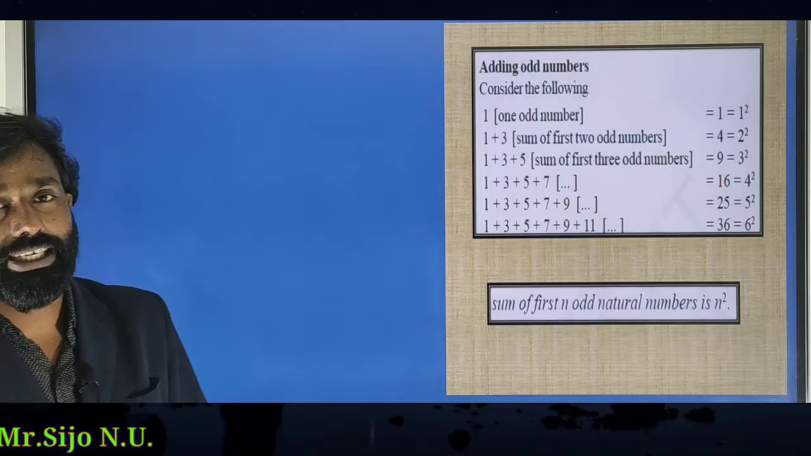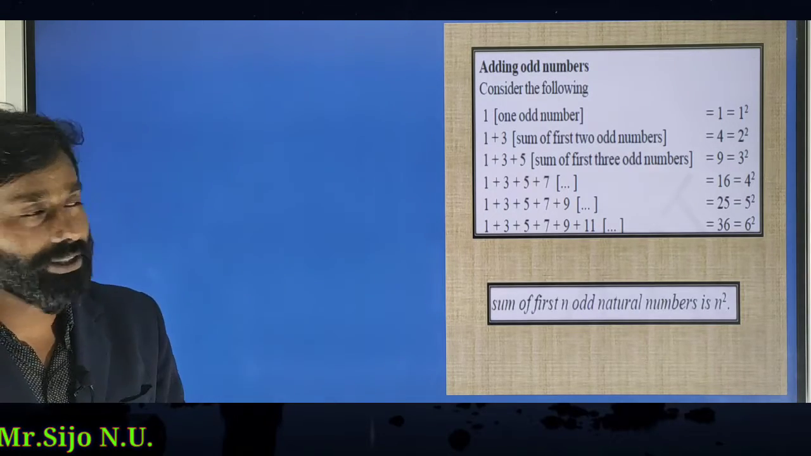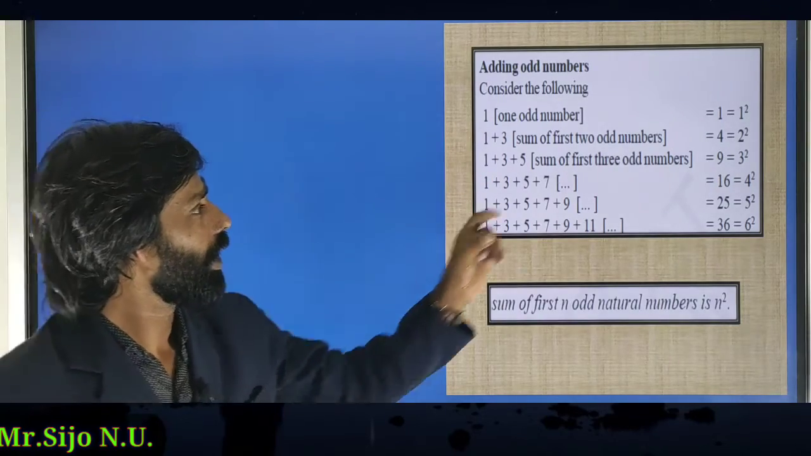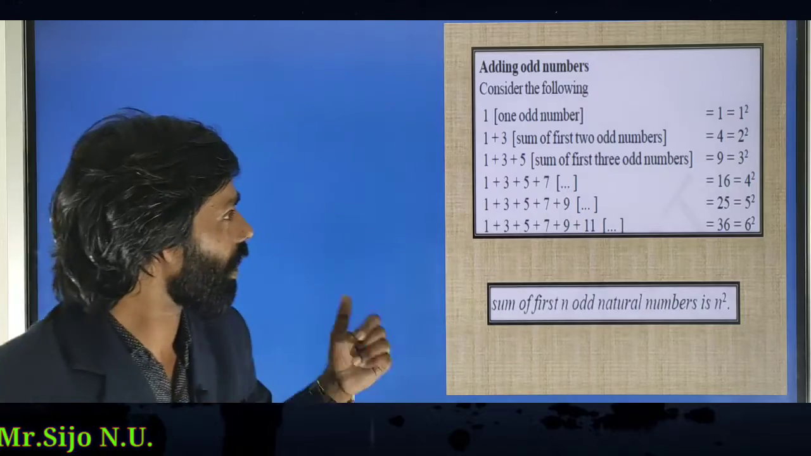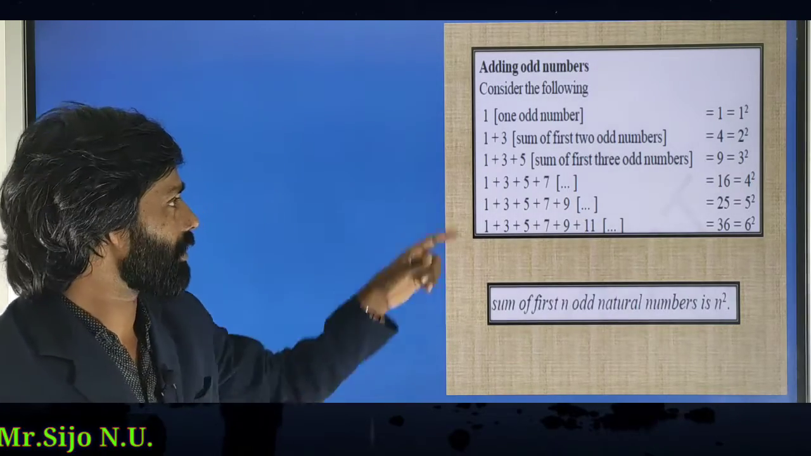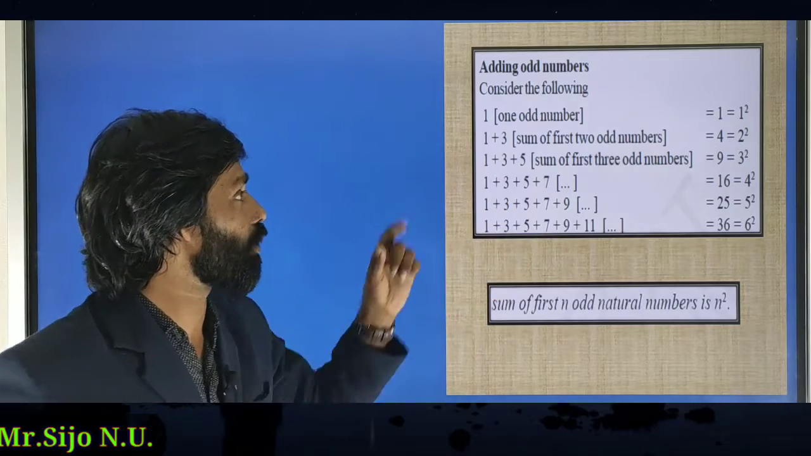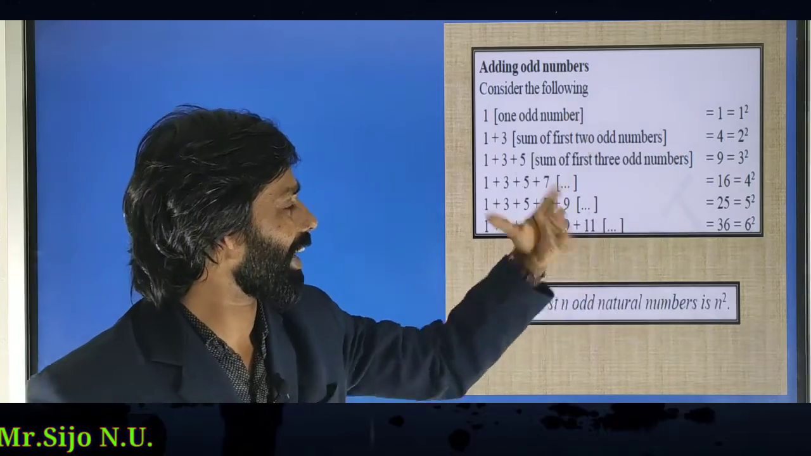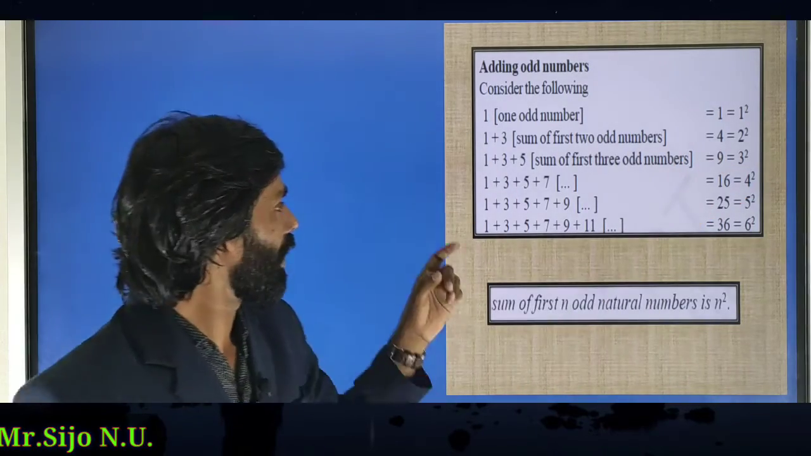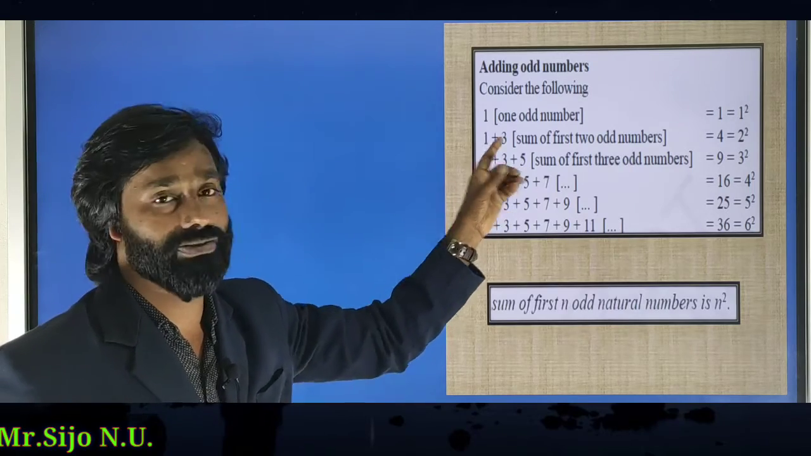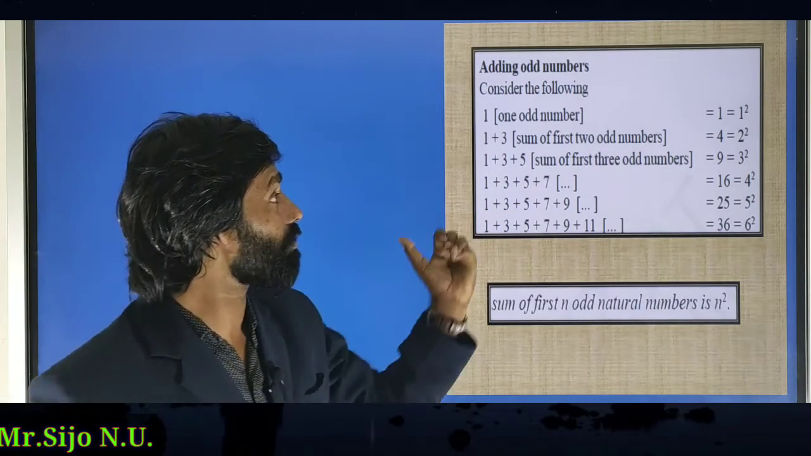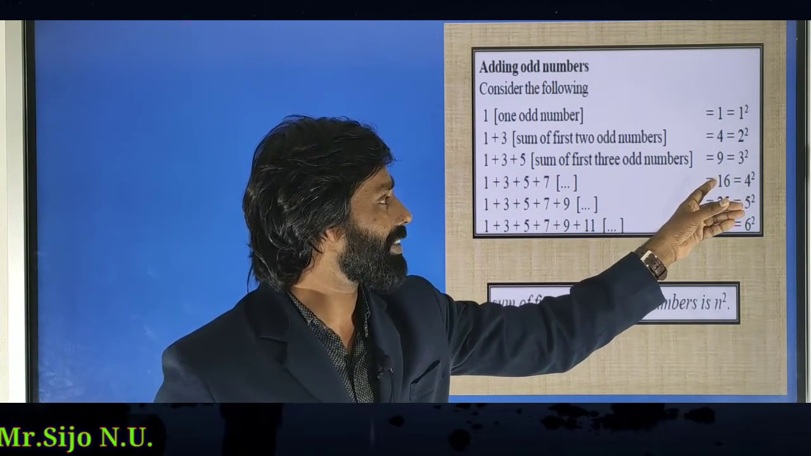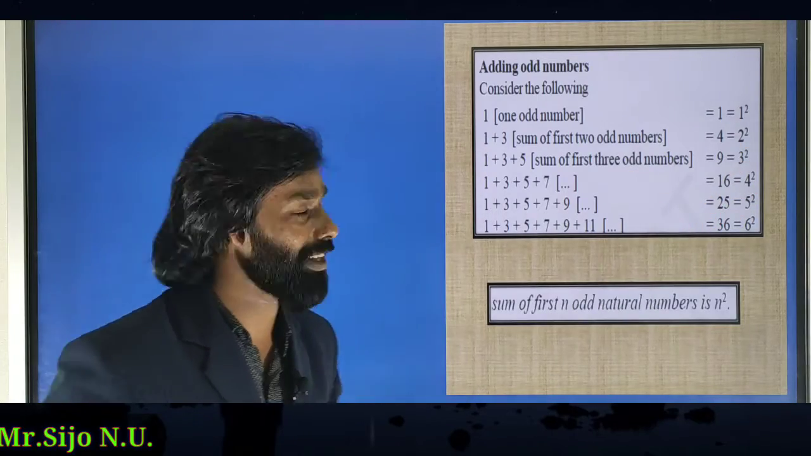Yes, it is quite an interesting pattern. Adding odd numbers. Check here. Consider this pattern. See, one odd number, its square, so 1 itself. Now add the first two odd numbers, that means 1 plus 3, the sum of the first two odd numbers, that is 4. We can relate it as 2 square. Next, 1 plus 3 plus 5, the sum of the first three odd numbers. When we add this, we get 9. How can we connect this? Yes, 9 is 3 square.